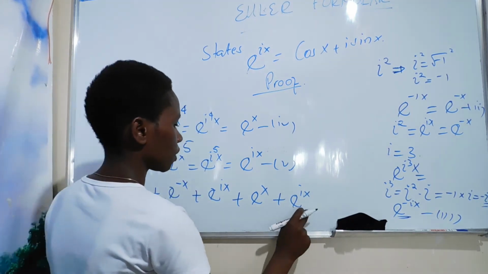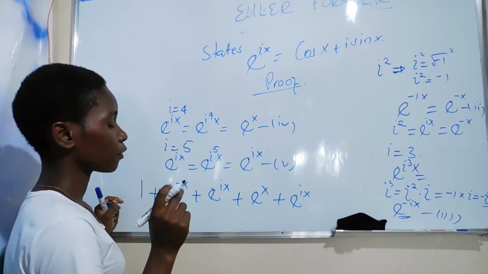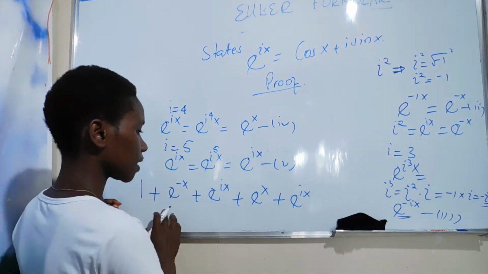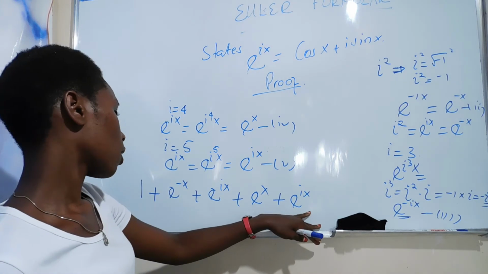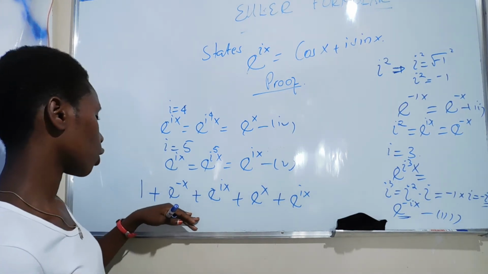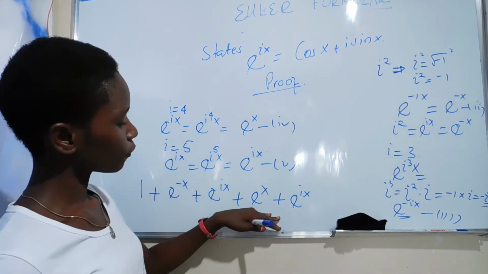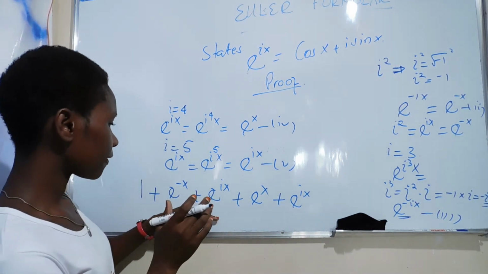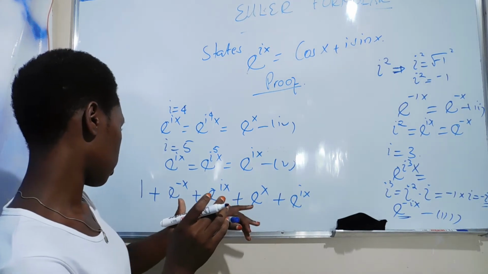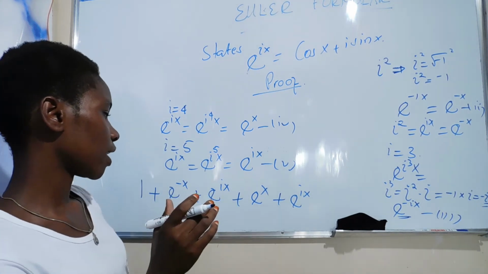I have these equations. Then from trigonometrical ratios, this is the exponential expansion of trigonometrical ratios. Then I'm going to collect the real values and the imaginary values together.